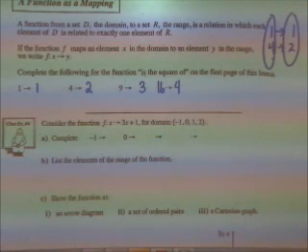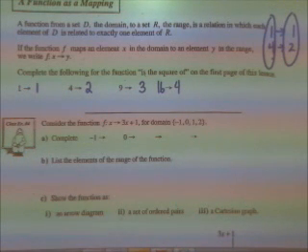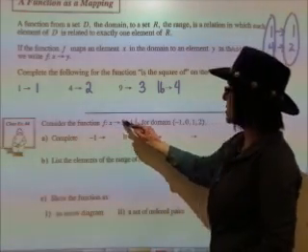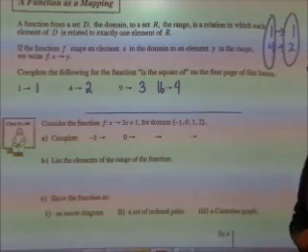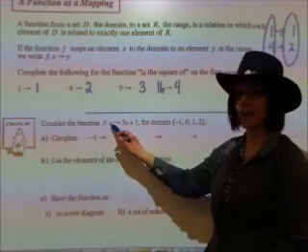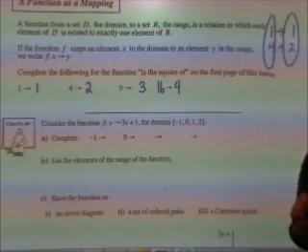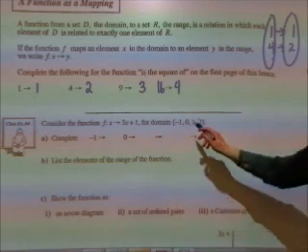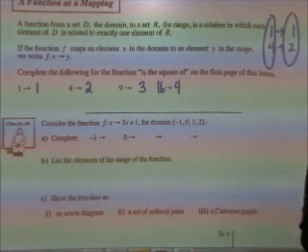So question 4 says consider the function f where x maps to 3x plus 1. So an input of x gives me an output of 3x plus 1. And then I have the following domain: -1, 0, 1, and 2.